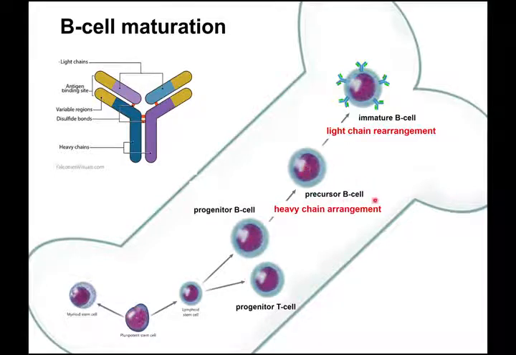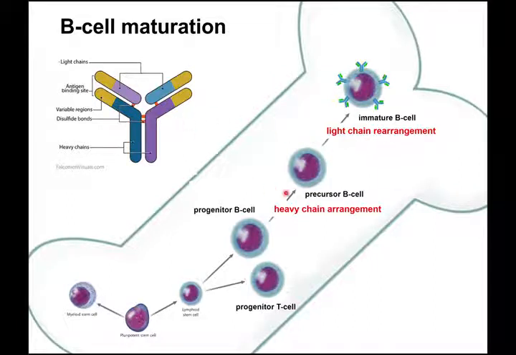And here you have the first type of variability generated through the heavy chain arrangement. You'll see in a second what I mean. And then when it changes from precursor to immature B cells, which then will move to the lymph nodes later on, there's a second level of variability, which is the light chain rearrangement.